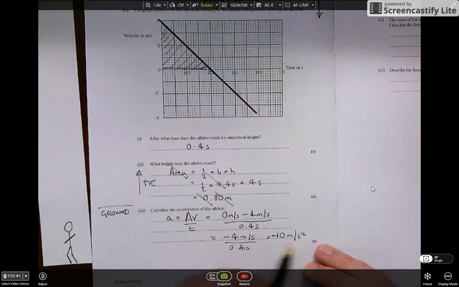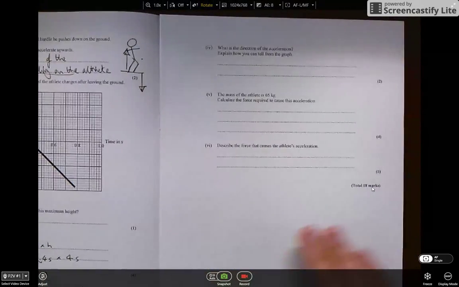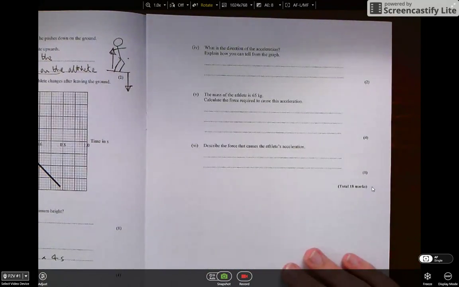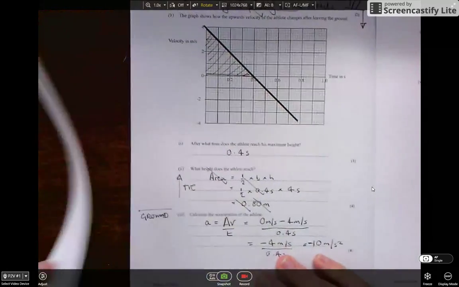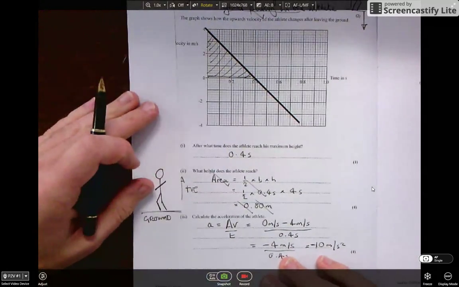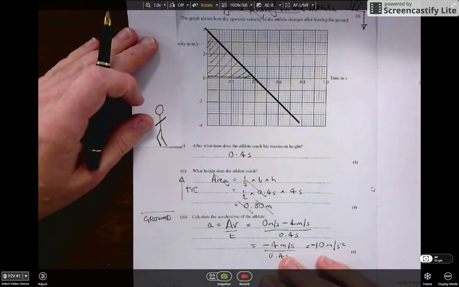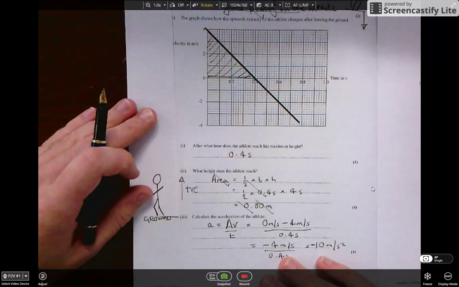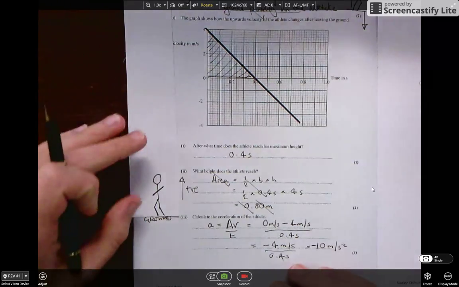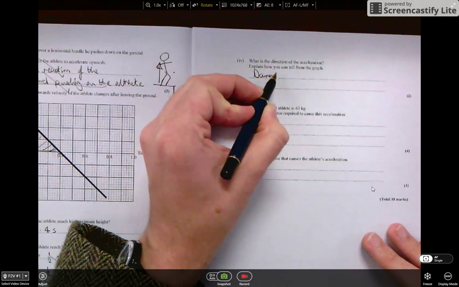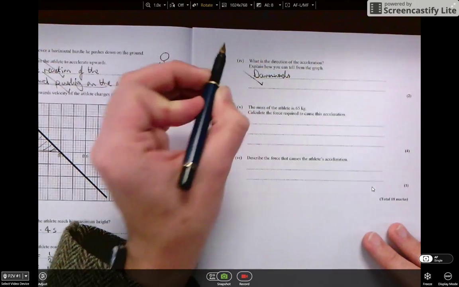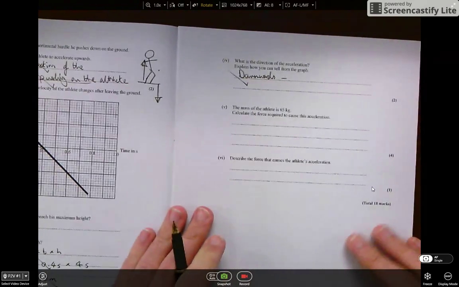meters per second squared. The next question asks what's the direction of the acceleration and how you can tell that from the graph. So just thinking about the athlete, they start off moving upwards and then they stop and come back downwards and accelerate downwards. So the acceleration is always downwards. One mark for saying that. And how can we tell that from the graph?